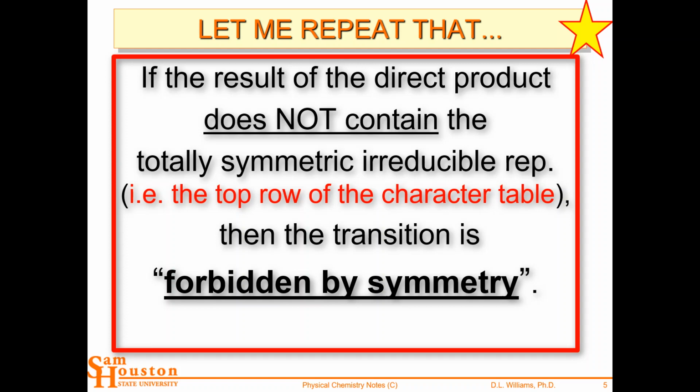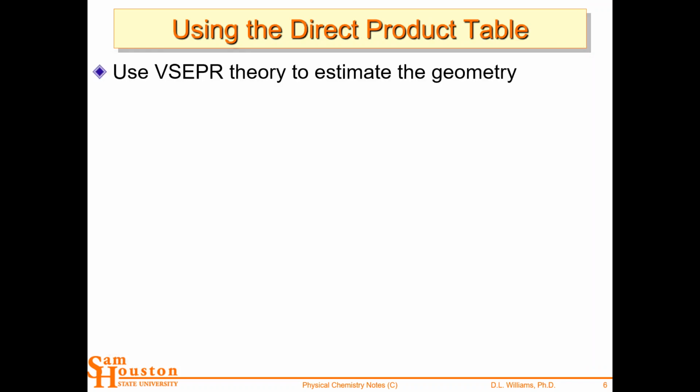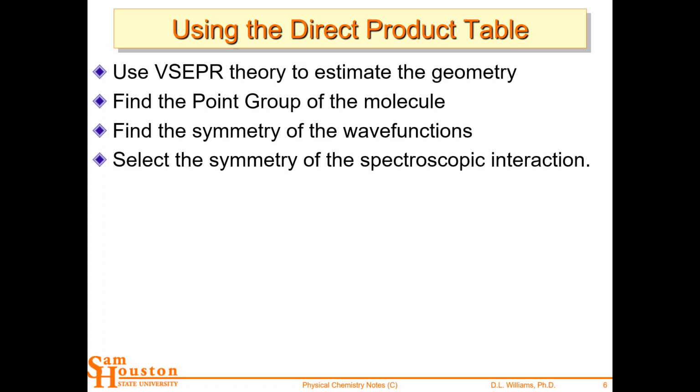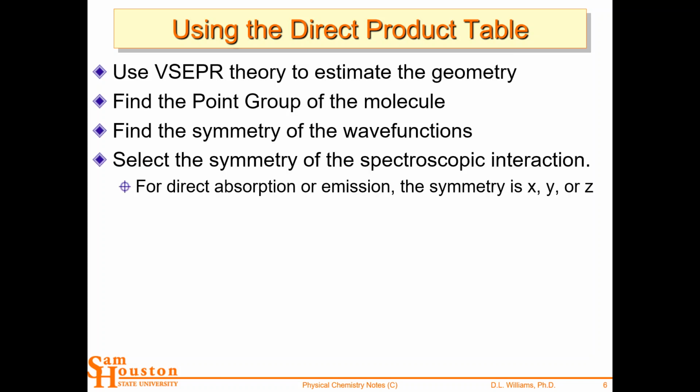So if light hits the molecule, it can cause that jump to occur. If it doesn't hit that top row, if it's B1 or B2 or A2 in C2v, that's the second, third, and fourth rows, then that transition is going to be forbidden by symmetry. So we use the VSEPR shapes to get the point group, we find the symmetries of the wave functions, and then we use the symmetry of the spectroscopic interaction.